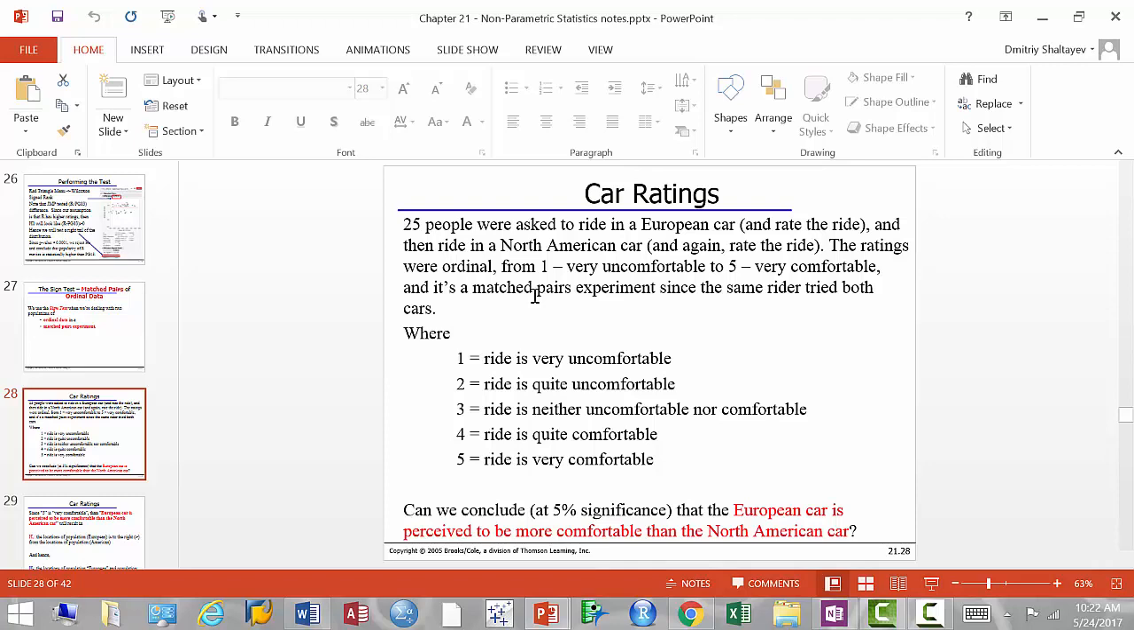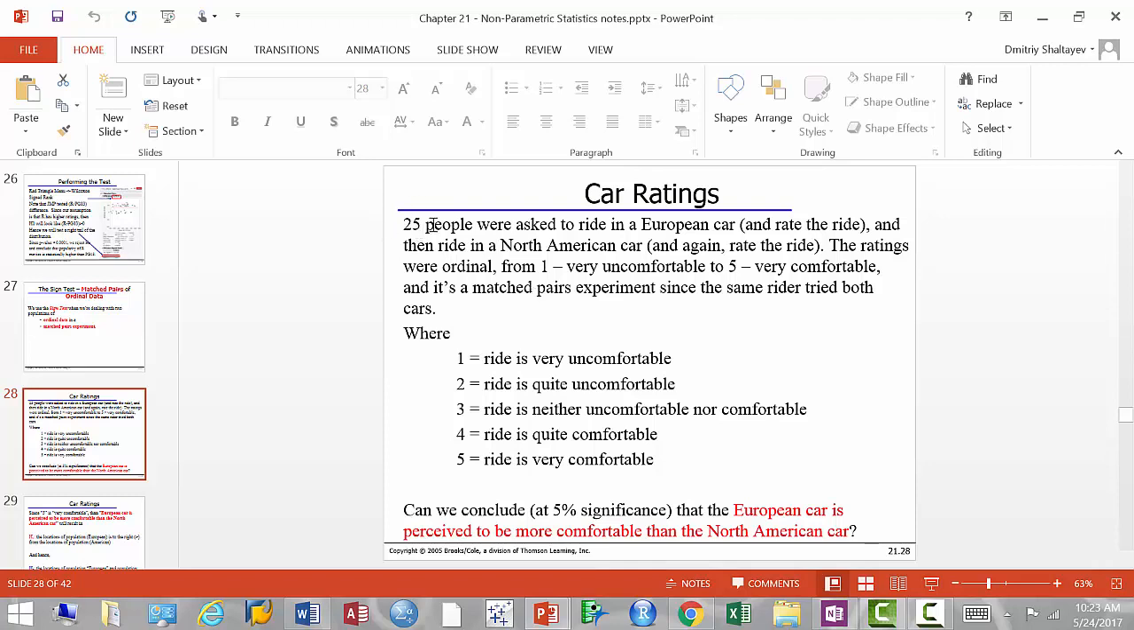25 people were asked to ride in a European car and rank the ride, and after that ride in a North American car and rank that ride. How comfortable is it? So who can do that kind of research? Well, there are a lot of car journals, or consumer rating organizations. They rank different products. So let's say, for example, a car journal would like to perform the study: are people viewing European cars to be more comfortable compared to American luxury cars or not? So that's the idea, basically.